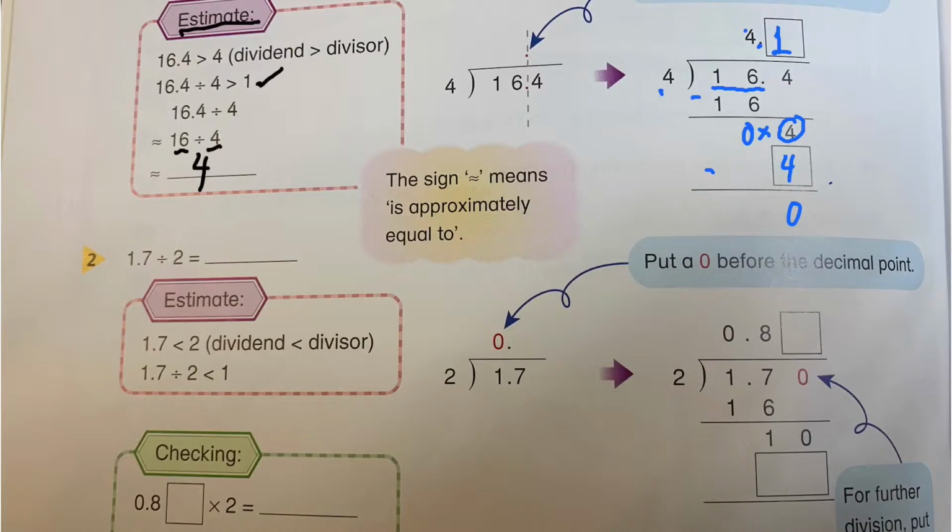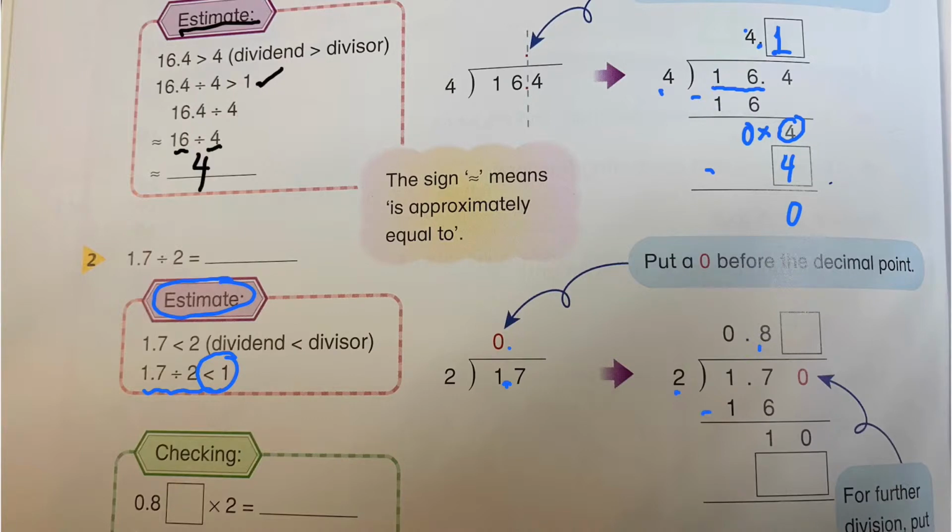And the next example, 1.7 divided by 2. If we look at the estimation first again, 1.7 is smaller than 2, so this division must be less than 1. When we make this division here, 1.7 is smaller than 2, so we start with the 0 and the decimal point. This decimal point goes here, inside 17. How many 2s are there? 8. We write 8 here, and 8 times 2 is 16.